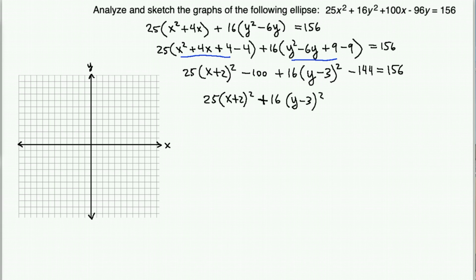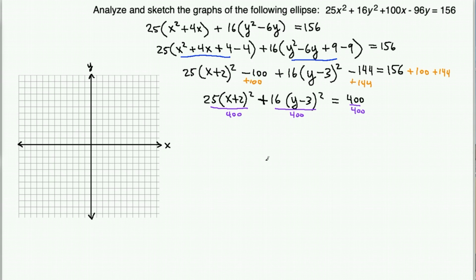And then we're going to add 100 on both sides and add 144 on both sides, right? So 100 and 144. And that should give us 400 on the right side. Okay, so now that we get 400, we're going to divide both sides by that 400, because we know in the standard form of the ellipse, the right side is equal to 1, right? So we need to divide both sides by 400 so that the right side is 1, which is what we want.